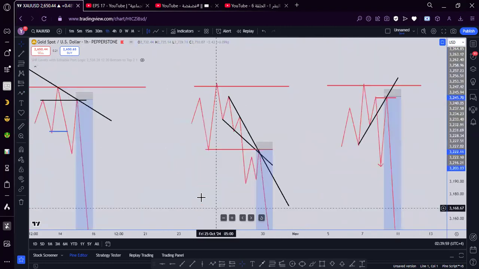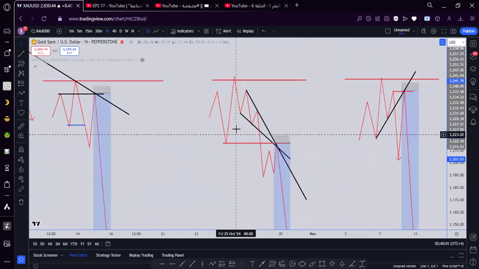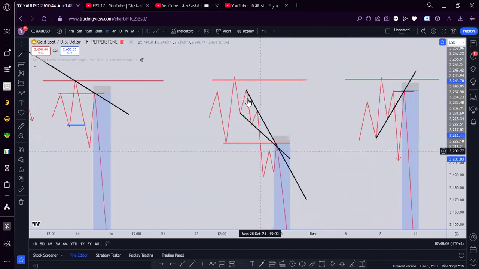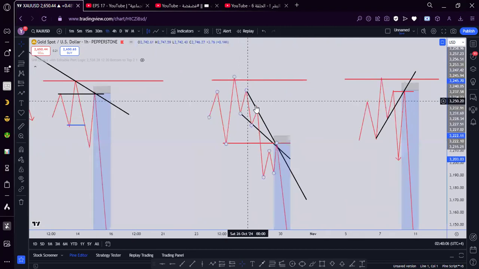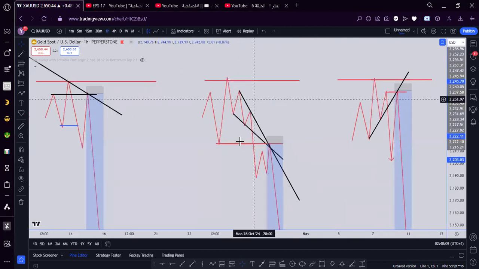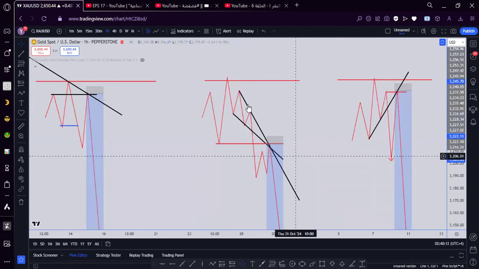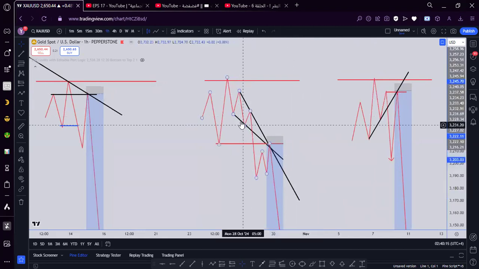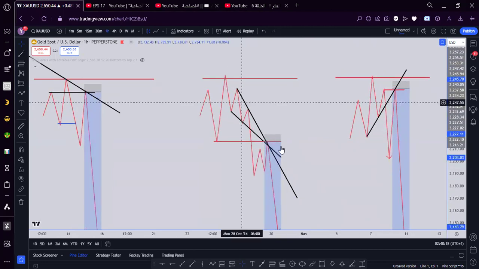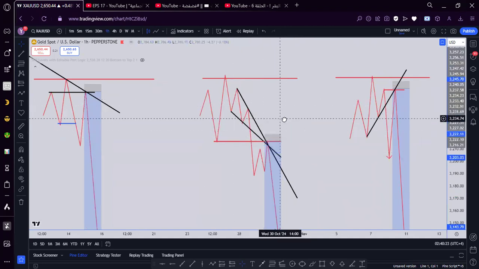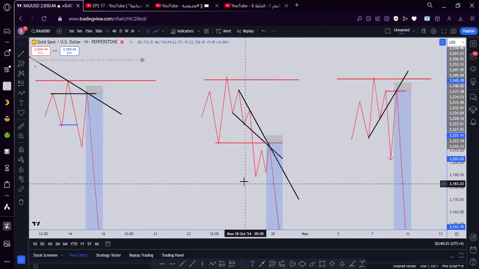Sometimes the price will give you what? The price will give you two early right shoulders, right? Two early right shoulders, and these two early right shoulders give you double trend lines. Sometimes one trend line, sometimes two trend lines, right? So just draw your trend lines as a confluence and confirmation, right?